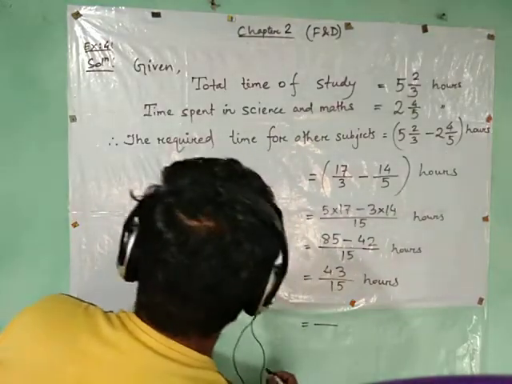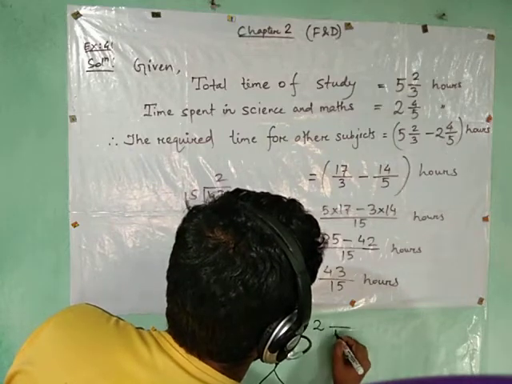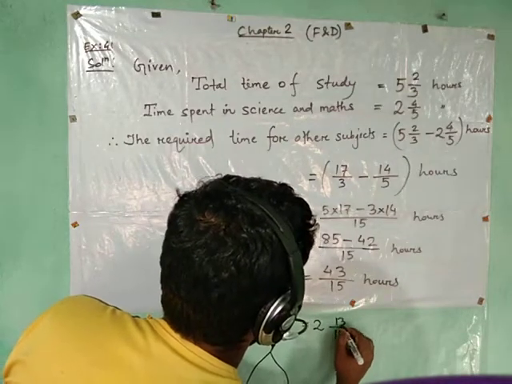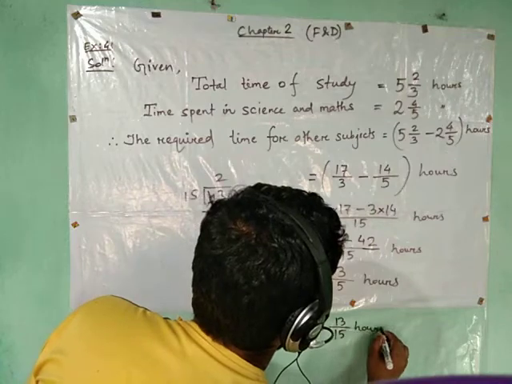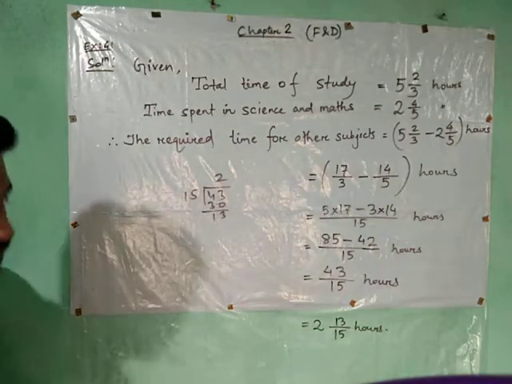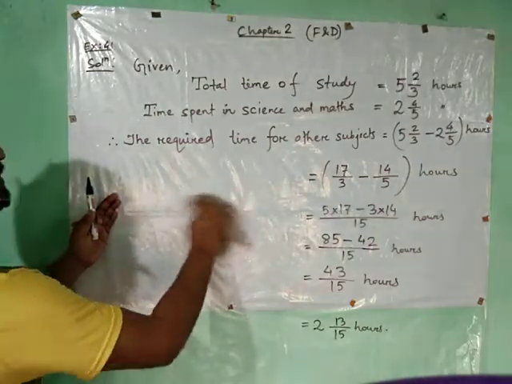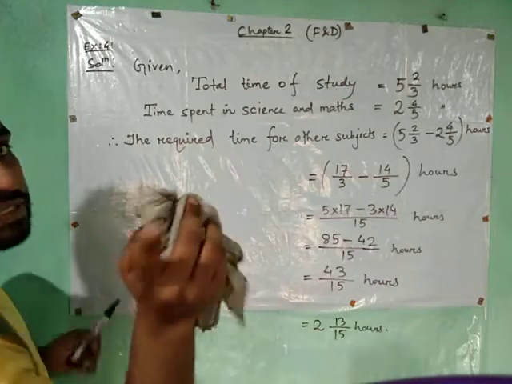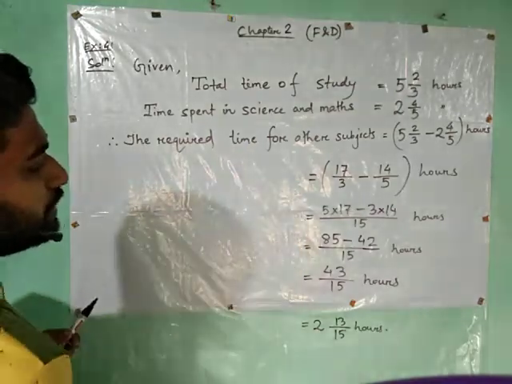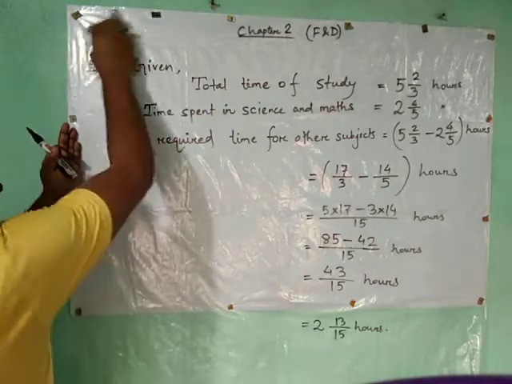Equals to 2, 13 over 15. So this will be our final answer. Now look at this and copy this. By pausing the video, you can copy this particular whole question. Okay, I am going to rub it.